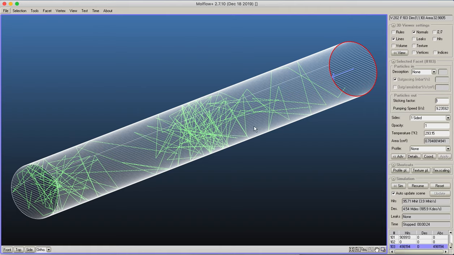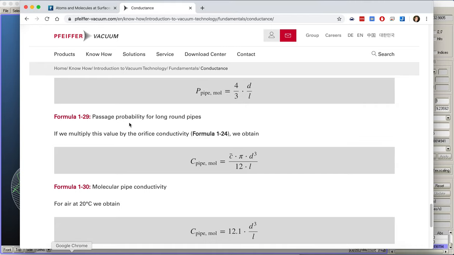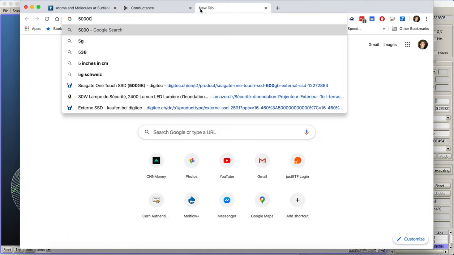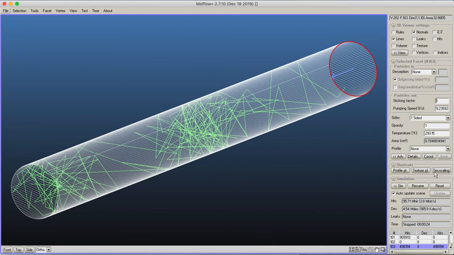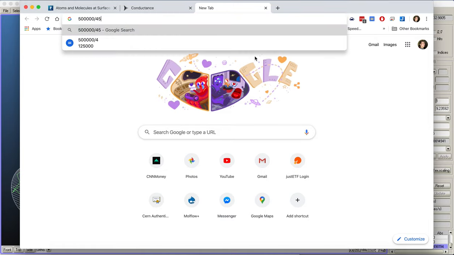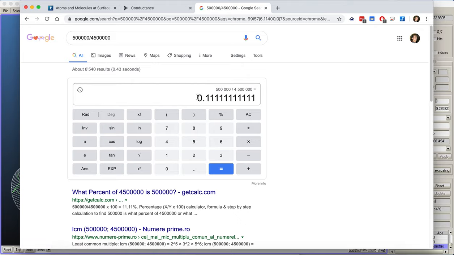So basically, if I would do a loose calculation, I would just calculate the ratio of 500,000 divided by the total number of these particles, which was about 4.5 million. Then I would get more or less 11% transmission probability. So before we do more calculations, let's automate this process.